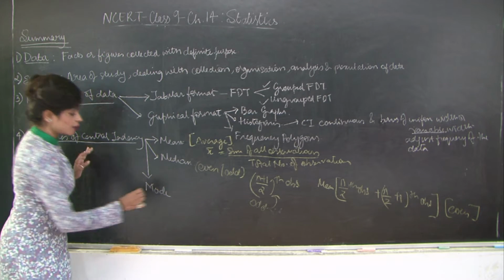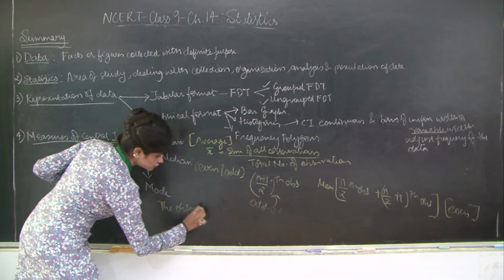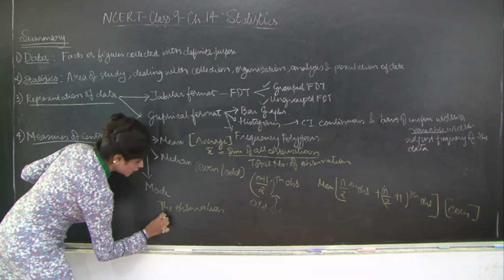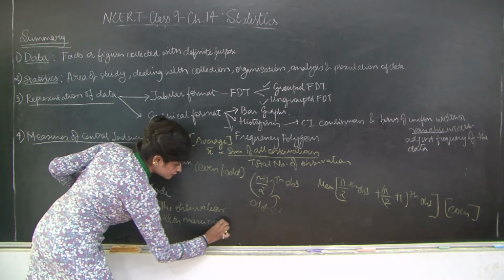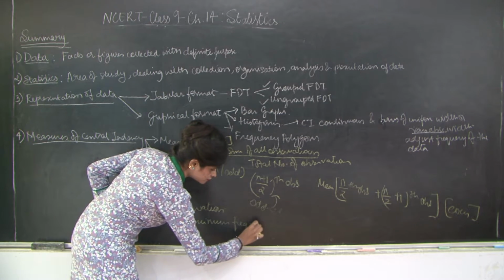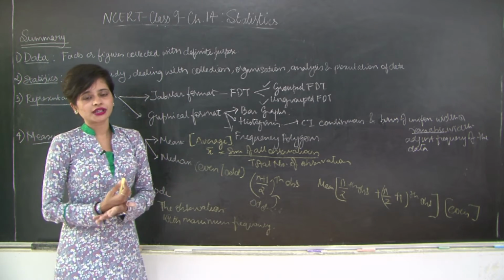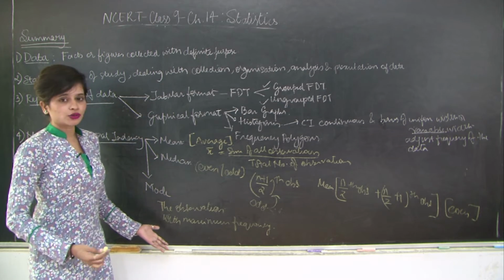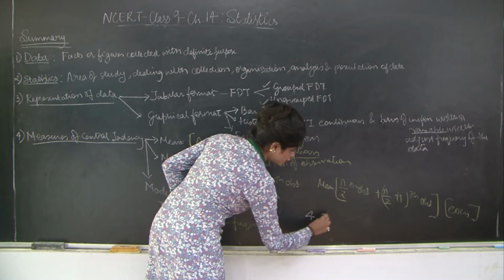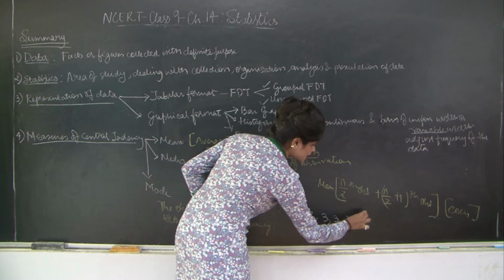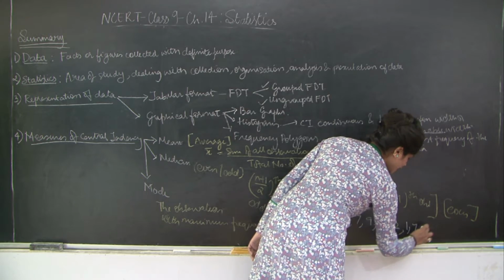And mode is what? Mode is going to be the observation with maximum frequency. Which means nothing but if you have many observations, then the observation that is repeating the most often is going to be the mode. So for example, if I have numbers such as 4, 3, 3, 3, 7, 9, 3, 2, 1, 7 and 3.